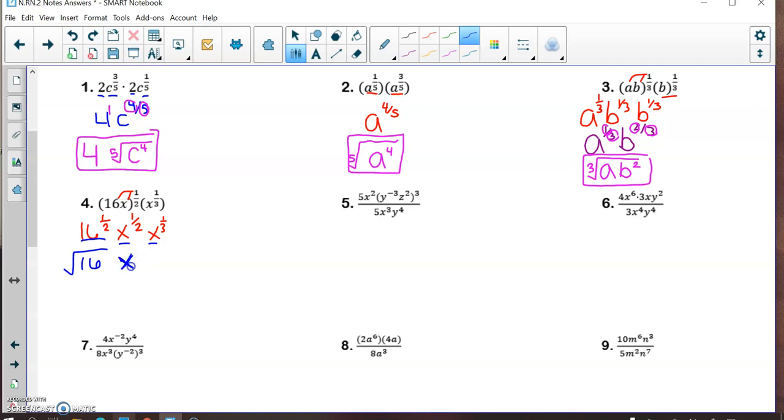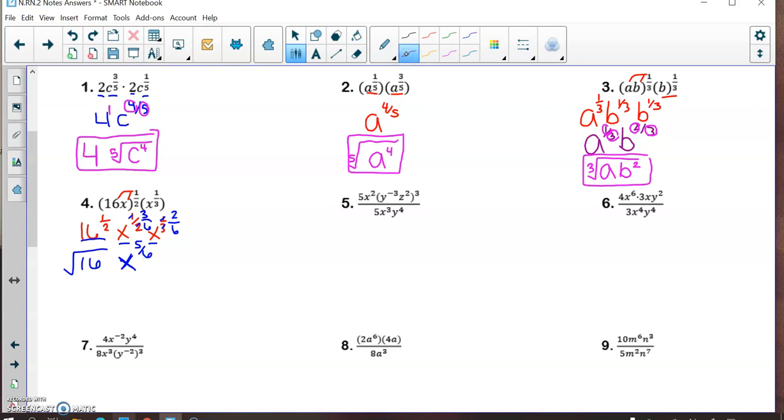We're going to need to add those exponents, but they don't have a common denominator. So we do need to get a common denominator. The common denominator would be 6. A 1/2 times a 3/3 would give you a 3/6. And a 1/3 times a 2/2 would give you a 2/6. And so I wind up with x to the 5/6 power.